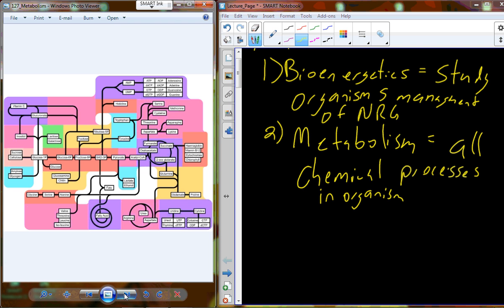You'll see other things in here, like amino acids being converted into other amino acids, or fatty acids being utilized as a source for acetyl-CoA for energy production. So all of these different chemical processes occurring inside of the cell will be referred to as metabolism of that particular cell.